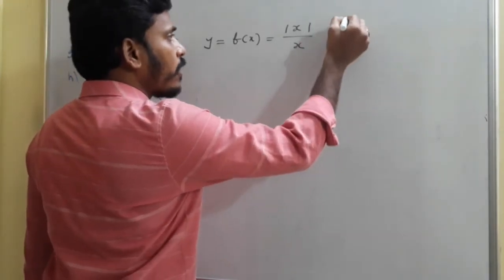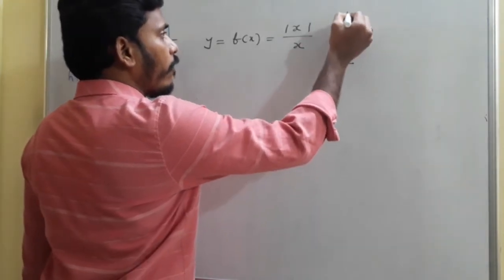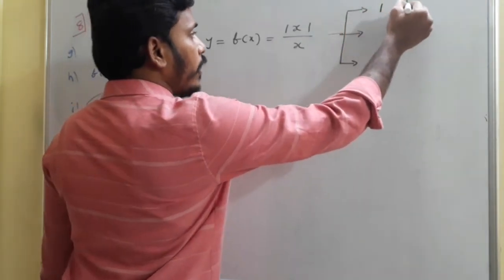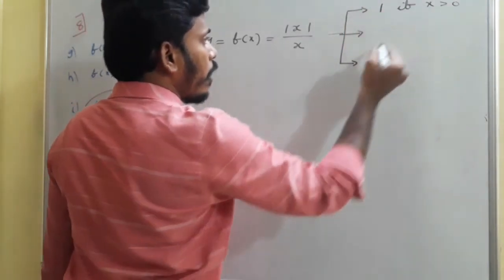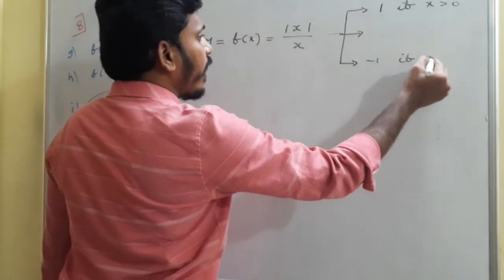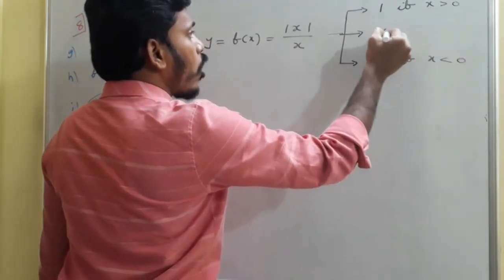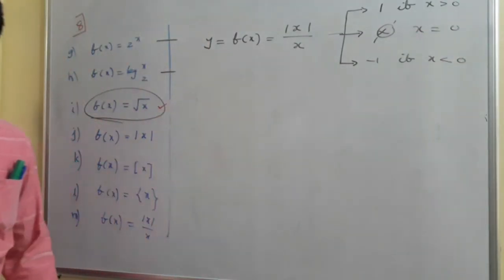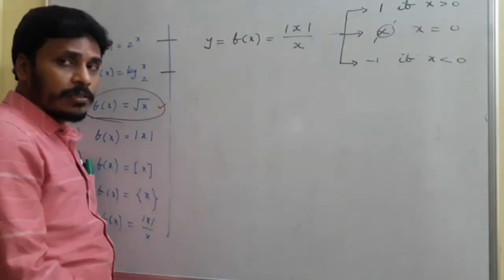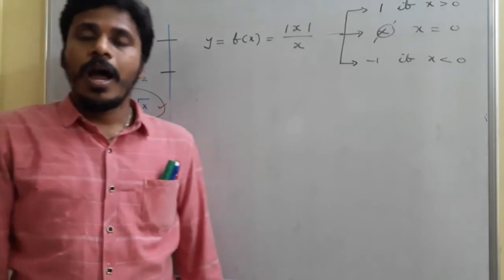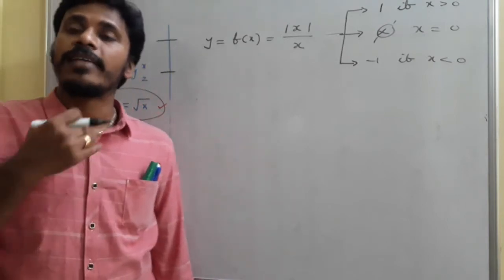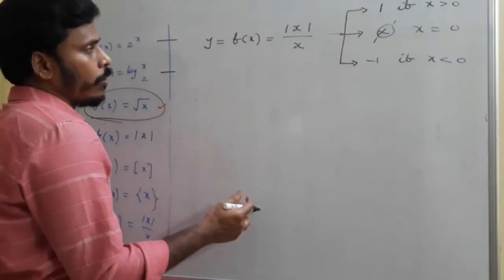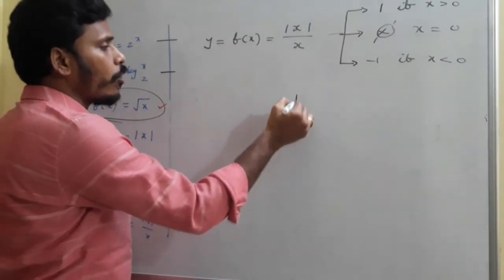So again you will get different outputs: 1 if x is positive, minus 1 if x is negative, and it is not defined at x equals 0. Take any positive real number in place of x, the output is 1, and take any negative real number as an input, your output is minus 1. You just treat it like a machine.